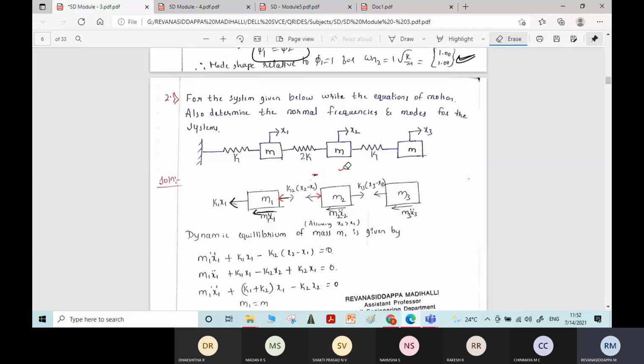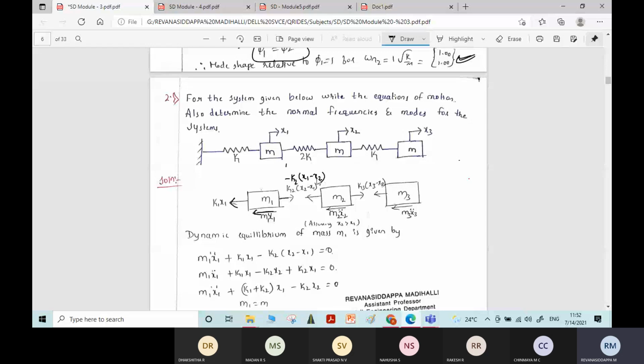I'll tell you how it is. See, this is minus k2 into x2 minus x1, no? I will take minus 1 outside the bracket. If you take minus 1 outside the bracket, what does it become? k2 into x1 minus x2. Correct? It becomes minus k2 into x1 minus x2. So the force here is minus k2 into x1 minus x2.